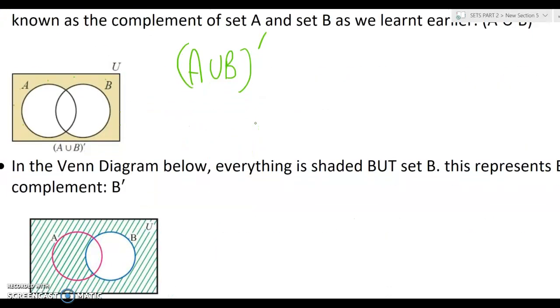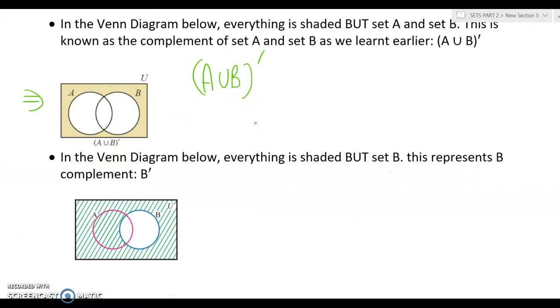And let's look at this one down here. This is a popular question that sometimes comes in the multiple choice. Everything is shaded but set B. You're seeing how everything else on the outside is shaded. So this is really B complement. Everything is shaded but set B.